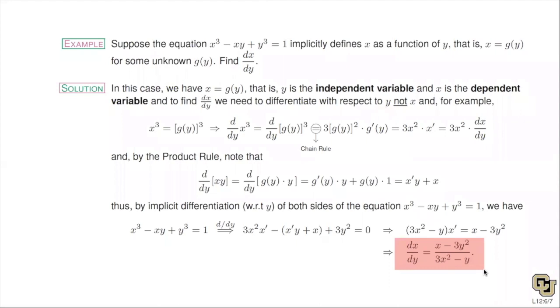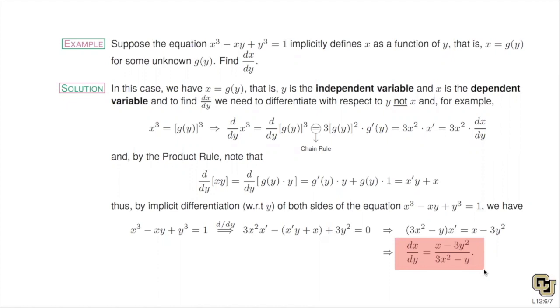So nothing has changed here except we're now playing the game with respect to the y variable instead of the x variable. You can think about it as we're always using chain rule. It's just that when I do a chain rule on x cubed, the derivative of the inside is trivial. The derivative of the outside would be 3x squared times dx dx.